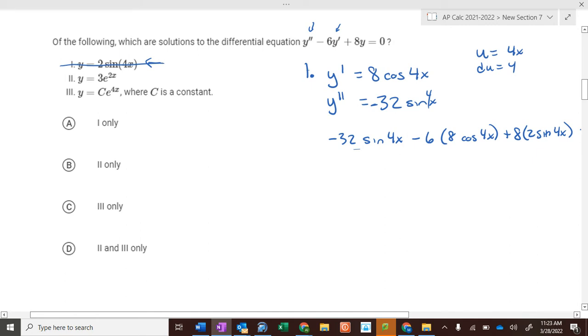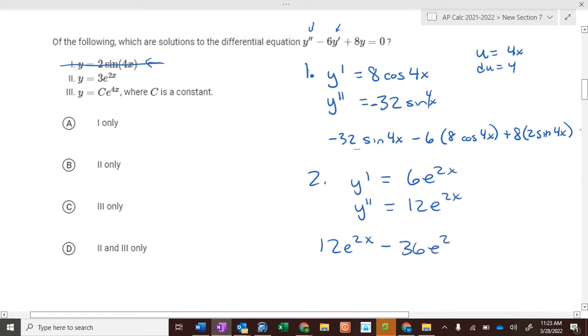So now we go 3e to the 2x. What's the first derivative of 3e to the 2x? 6e to the 2x. What's the second derivative of that? 12e to the 2x. So is 12e to the 2x minus 6 times 6, which is 36e to the 2x, plus 8 times 3, which is 24e to the 2x, equal to 0? Yes. So 2 works. 1 does not.